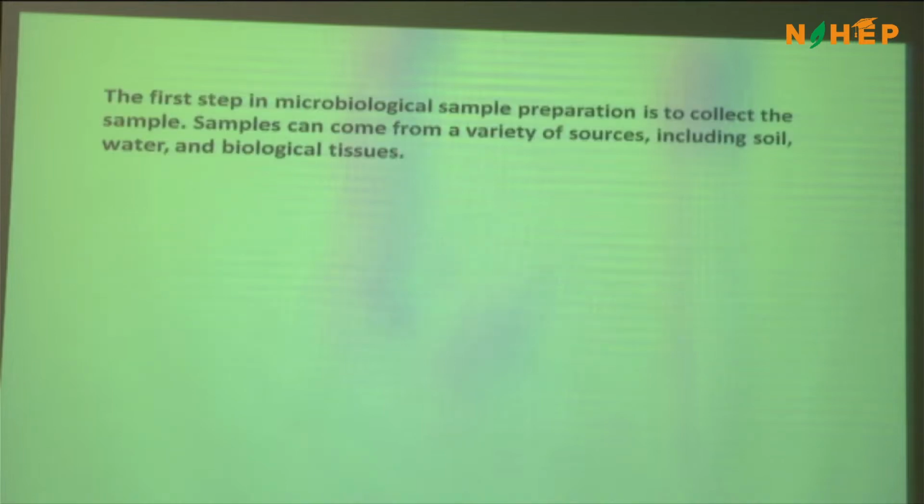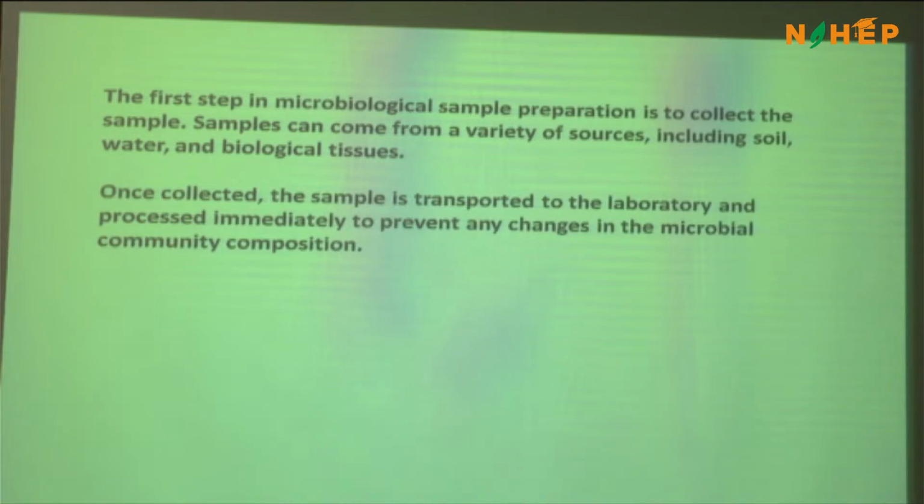Okay? Yeah, the first step in microbial sample preparation is to collect the sample. The sample can come from a variety of sources. It could be bulk soil, it could be rhizosphere soil, it could be a rhizoplane, or any biological tissue. It could be a stem, endogenous region, phylloplane, phyllosphere, flower, fruit, and it can be anything. And once collected, the sample is transported to the laboratory and processed immediately.